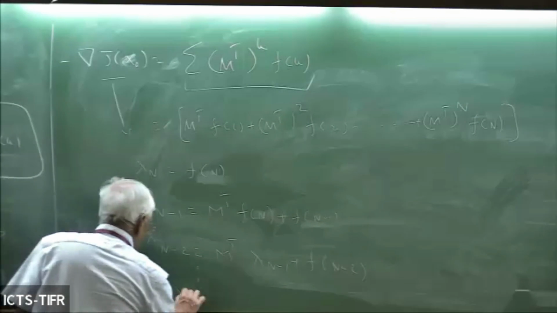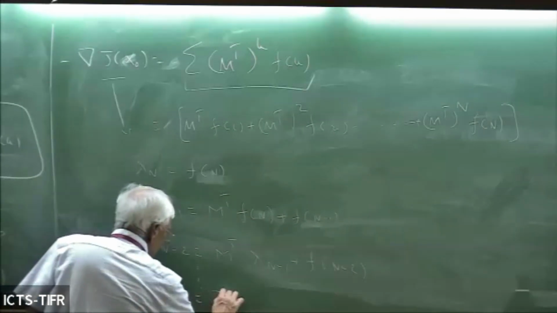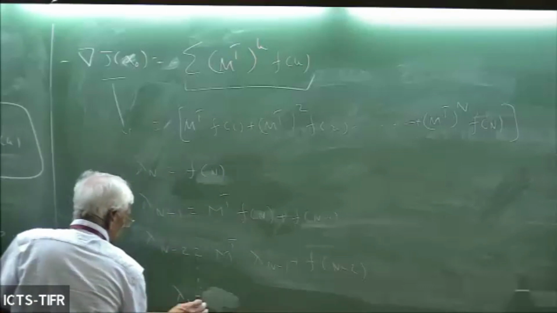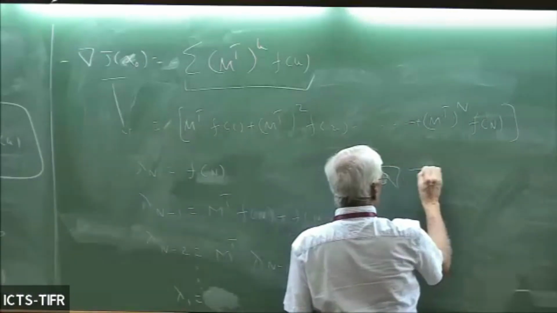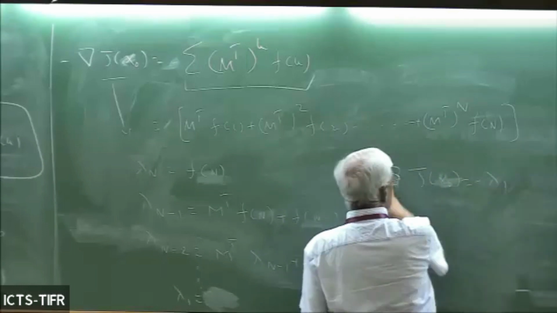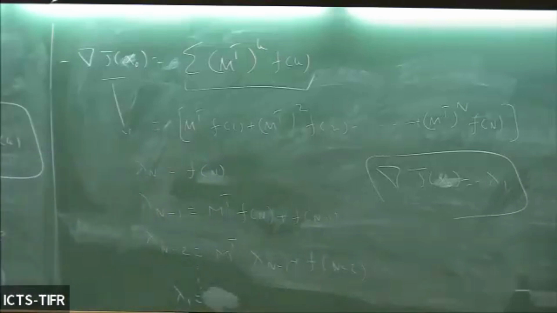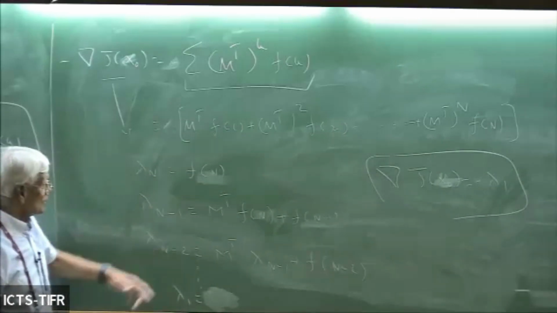Lambda 1. Please understand, you compute lambda 1 according to this, and the gradient of J at x naught is equal to minus lambda 1, because the negative sign comes in, right? All of you? Now, do you see this equation? I want you to look at this now.